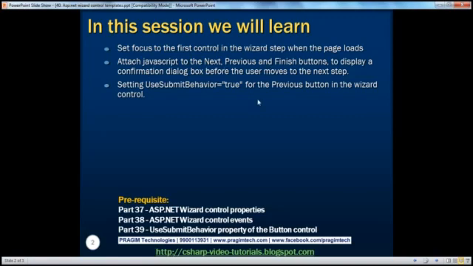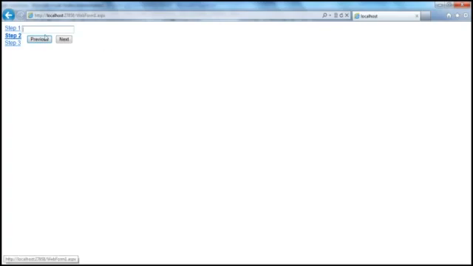Alright, the next thing that we'll look at is attaching JavaScript to the next, previous and finish buttons, so that when the user clicks them, they can get some kind of a confirmation. Now if we run this application, when I click the next button, I directly move to the next step of the wizard. Instead of that, let's say when I click that button, I want to show a dialog box, are you sure, do you want to move to the next step? And when the customer clicks okay, only then it should move to the next step. When he clicks cancel, he should stay on the same step of the wizard control. Is it possible to do? Absolutely, but then we have to slightly modify the wizard control.